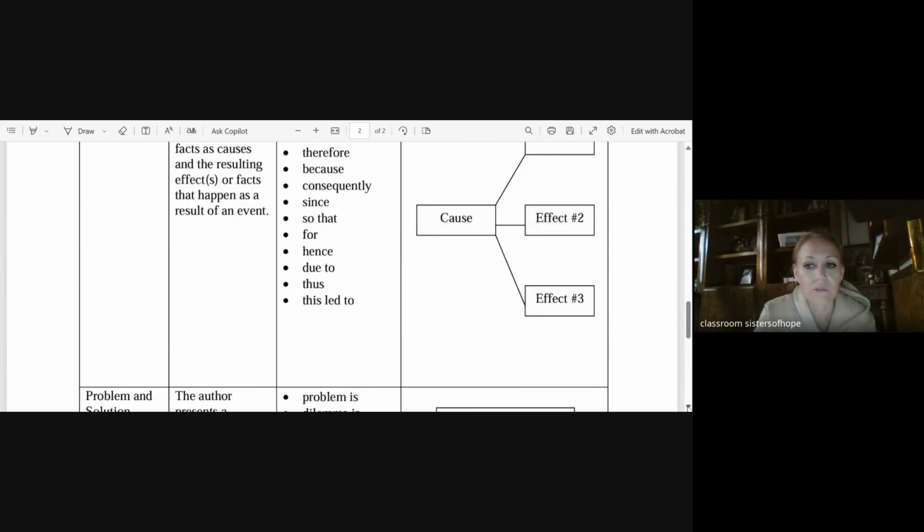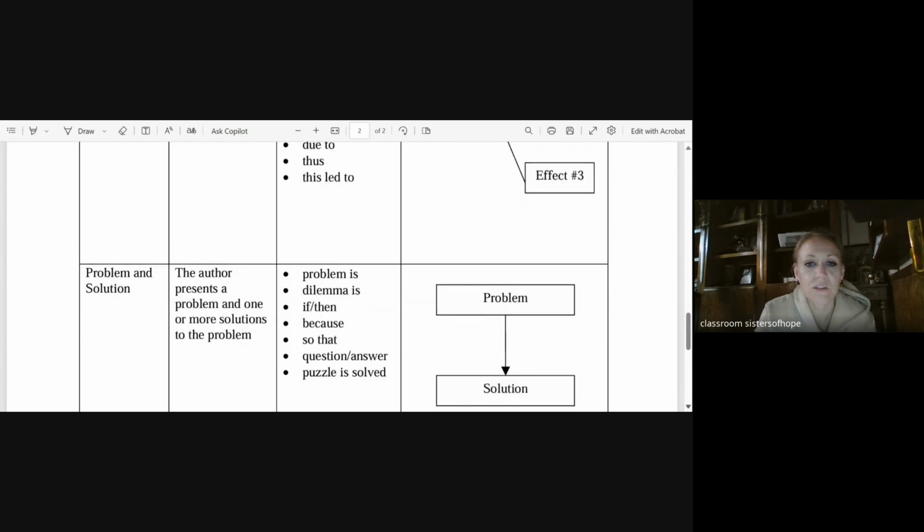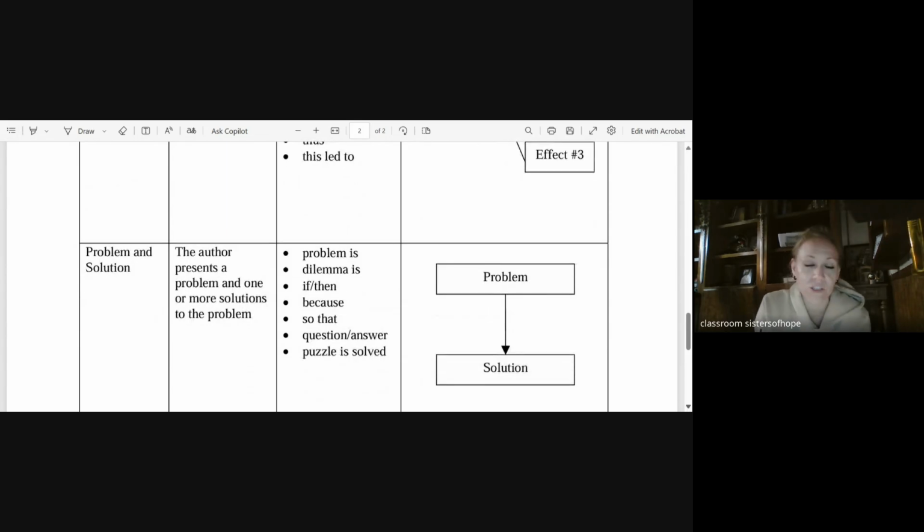All right, let me scroll down. Problem and solution is another one, especially on the science section. You'll run into a lot of problem and solution. It's where the author presents a problem, or in science it's called the question, and then you create a hypothesis, and then one or more solutions to the problem.